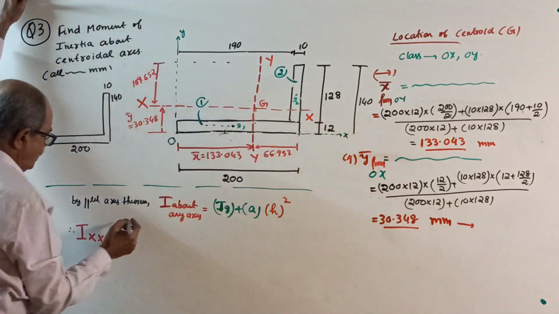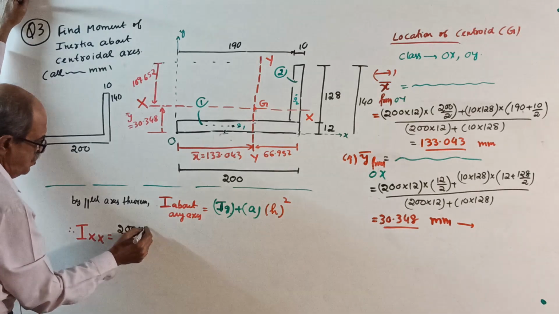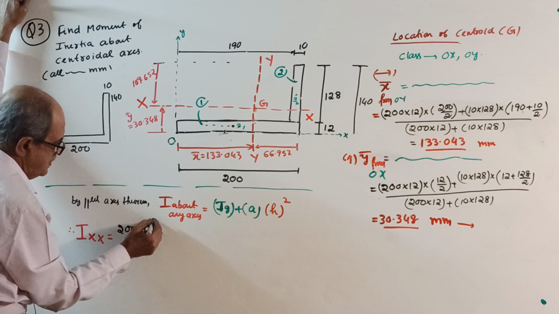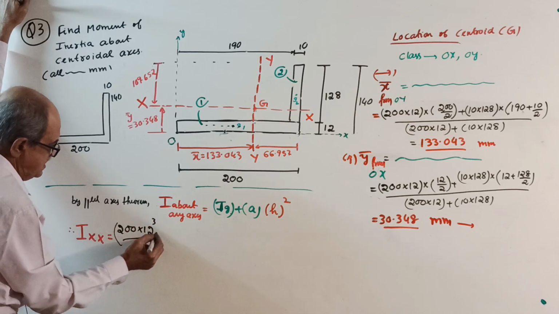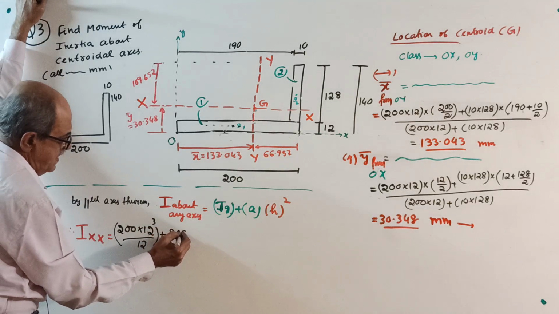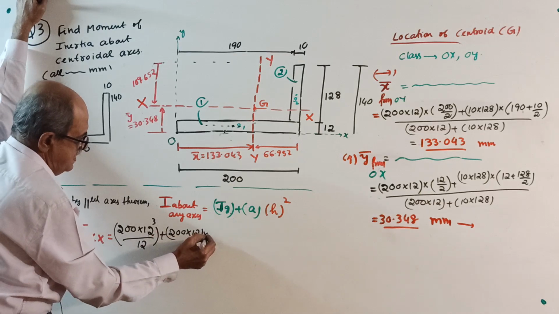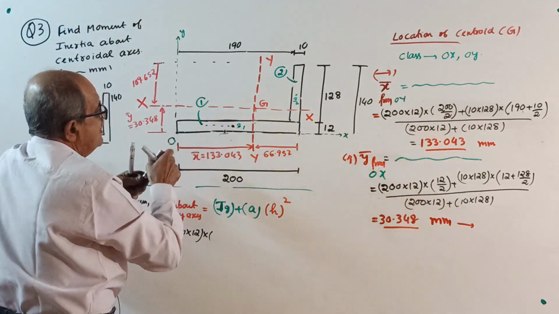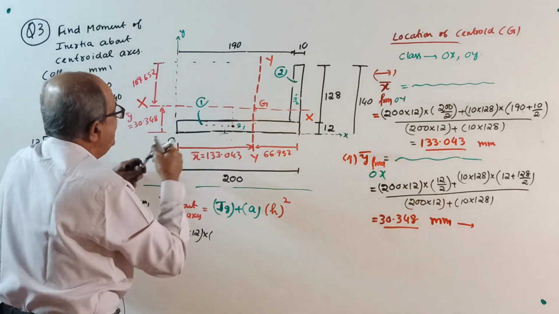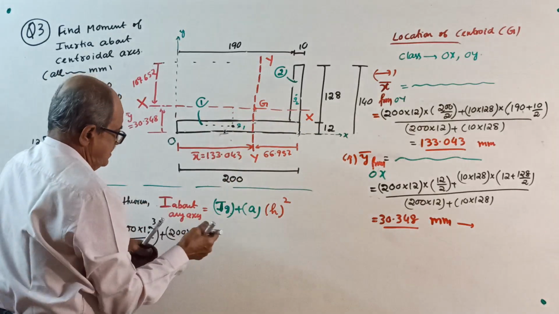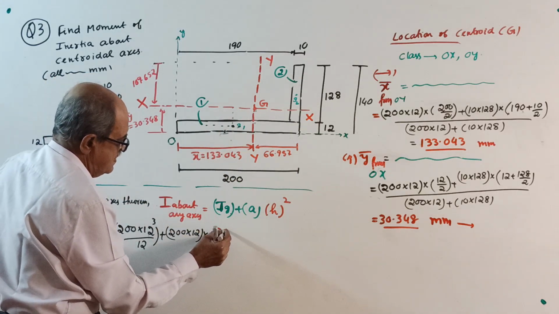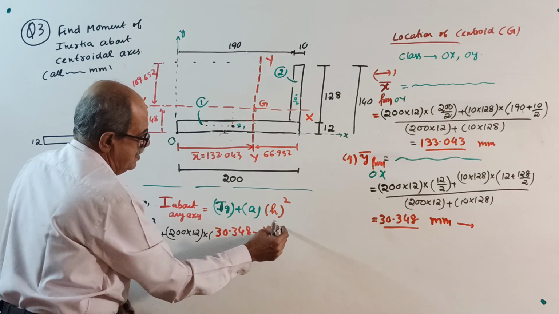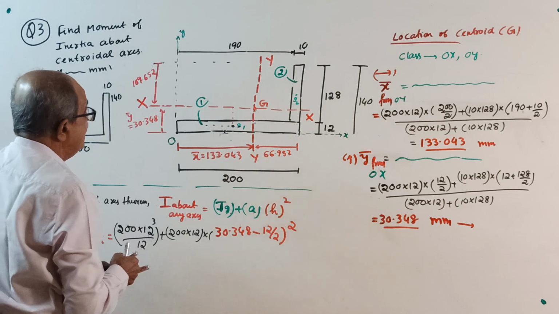200 into 12 cube by 12, that is Ig, plus area, 200 into 12 is the area, into the distance from centroid to this axis, this distance square, which is 30.348 minus 12 by 2, whole square. That is for the first one.